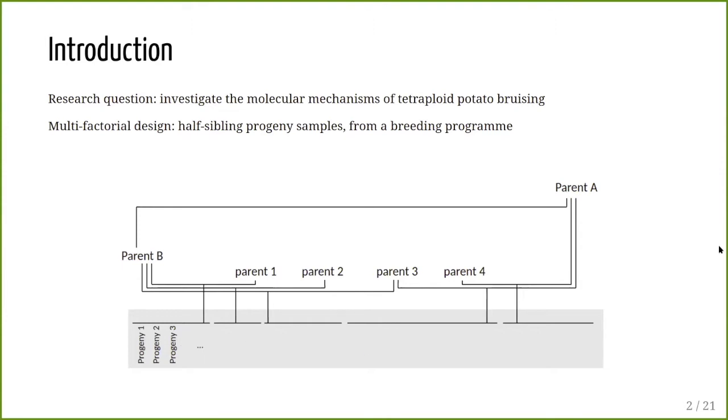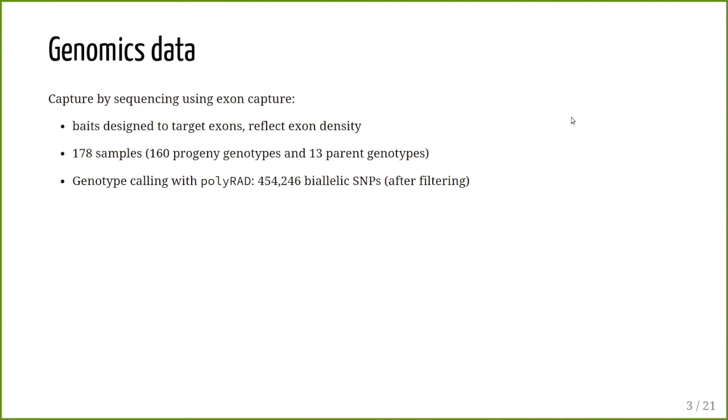So for this project, we obtained genomic data using capture by sequencing using exon captures. So we had around 25,000 baits that were designed to target exons. And so the distribution of the baits across the chromosomes and across the genome reflect the exon density.